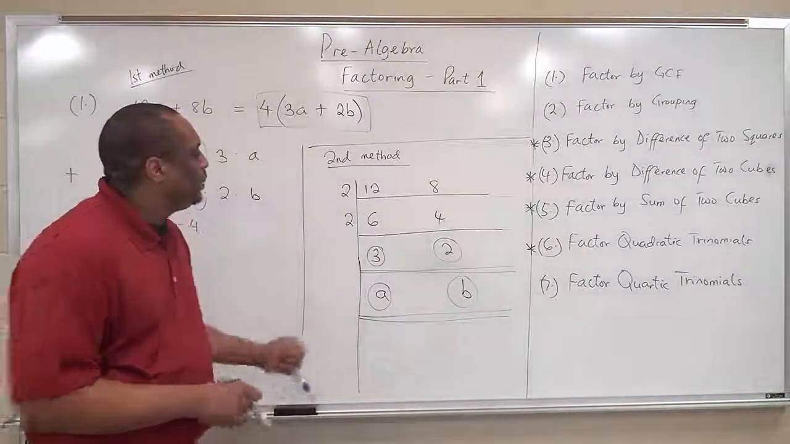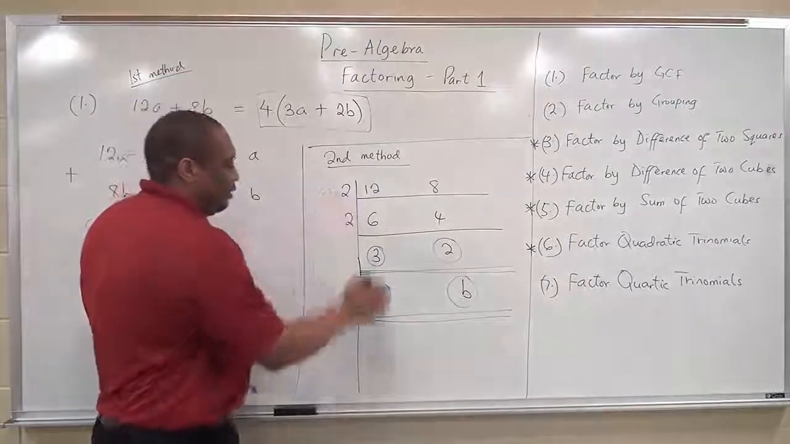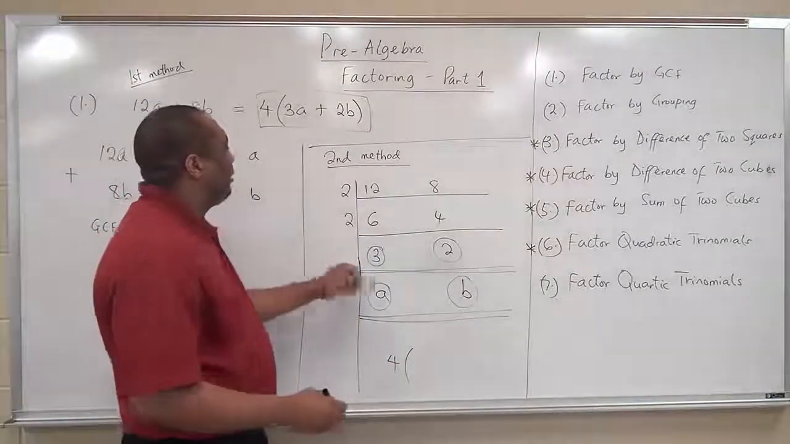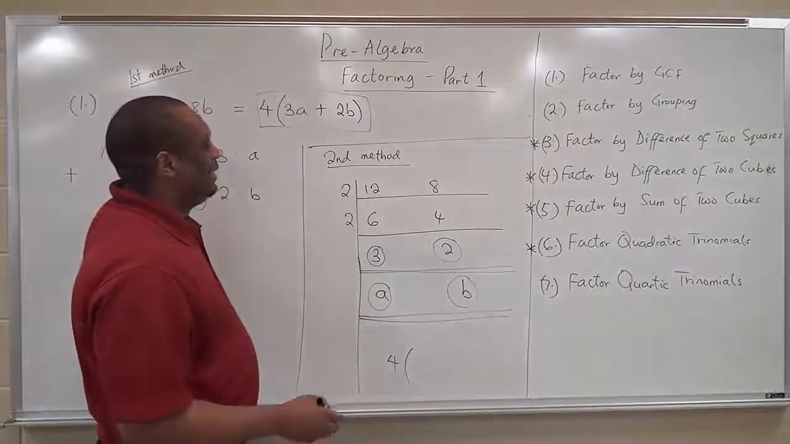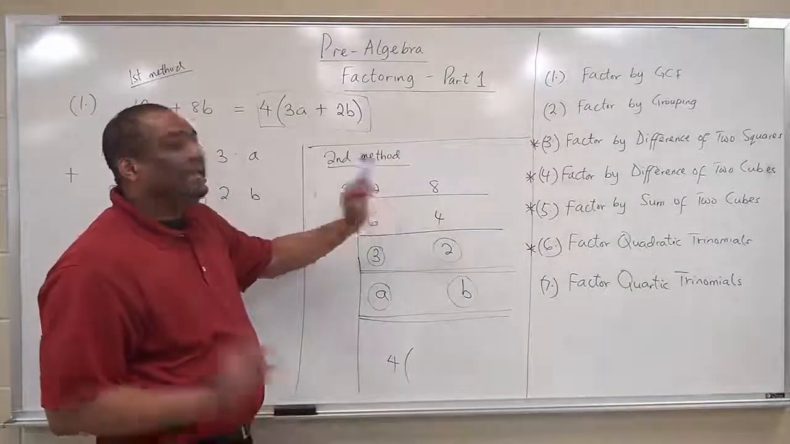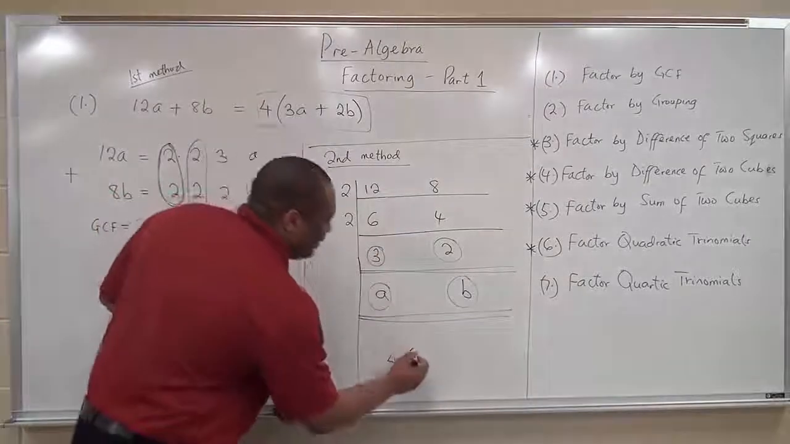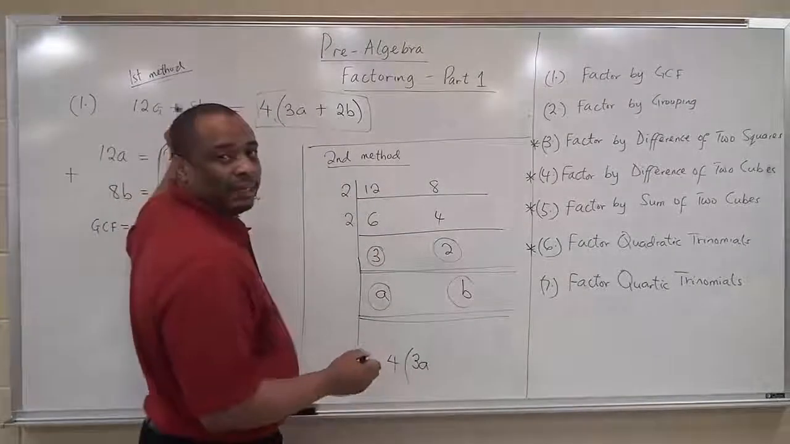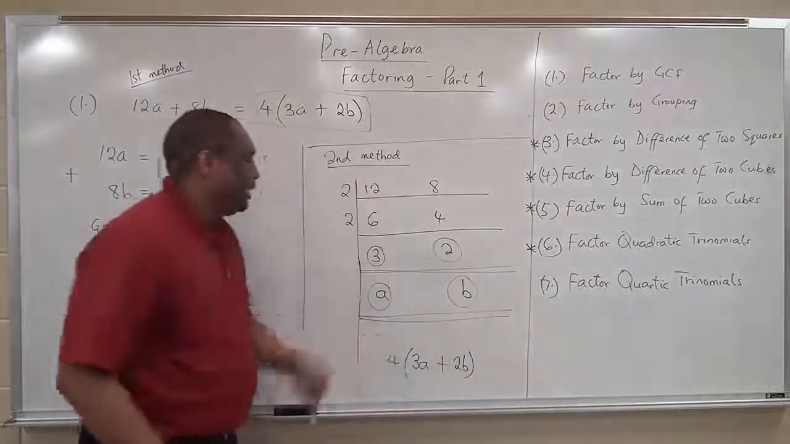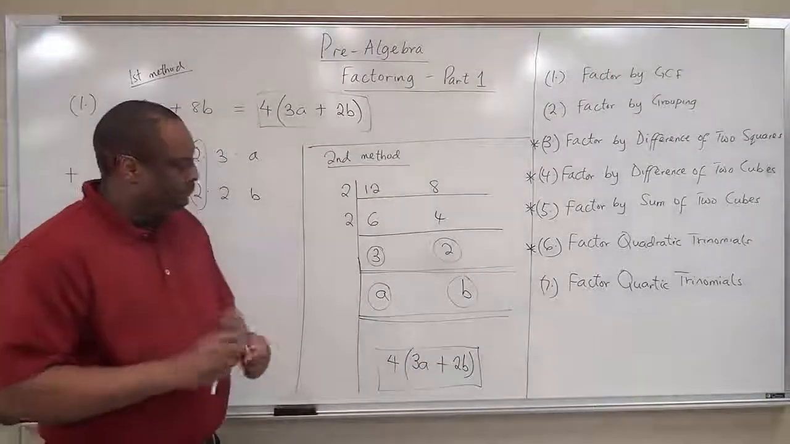Whatever is circled here, 2 times 2 is 4, so we put 4 and parentheses for what is remaining. Make sure you look at the sign. If you want to put the sign here, that is up to you. What is remaining here is 3A, then the sign, plus, and then what is remaining here, 2B. And that becomes your answer. That is it.